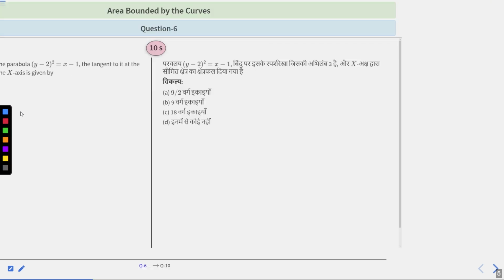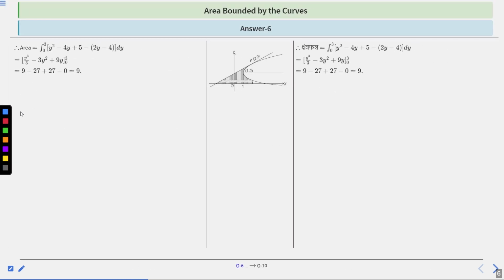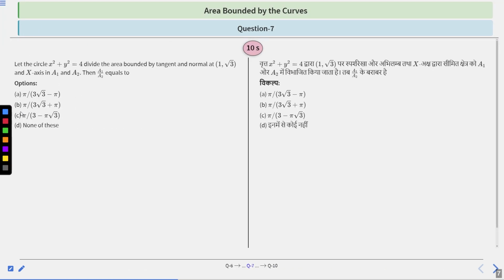Now let's move to the next question number 7, which says, let a circle x square plus y square equal to 4 divide the area bounded by the tangent and normal at (1, root 3) and x-axis in A1 and A2. Then A1 upon A2 will be equal to.